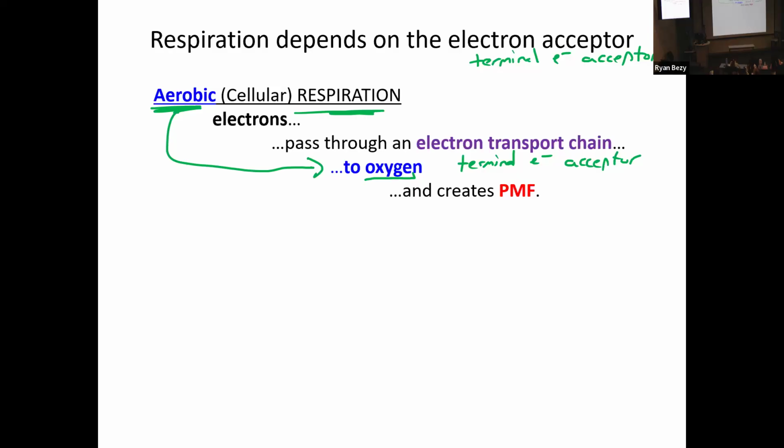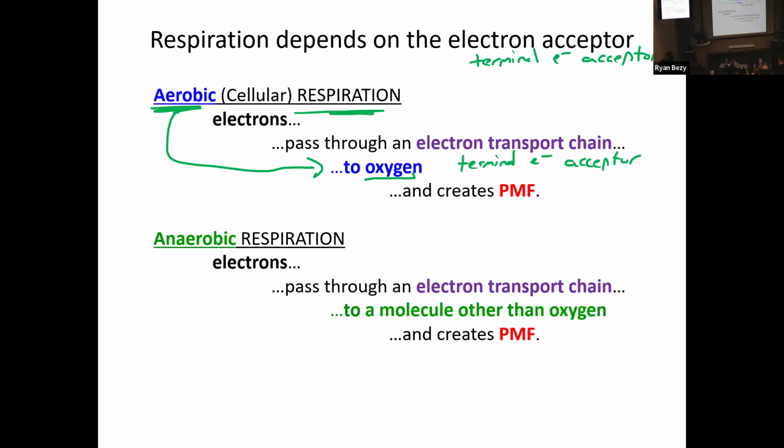Many species of bacteria are going to do aerobic respiration. But there are other species of bacteria that instead do something called anaerobic respiration. In anaerobic respiration, electrons are donated and passed through an electron transport chain. That electron transport chain is still going to make a proton motive force, because electron transport chains always make proton motive force.